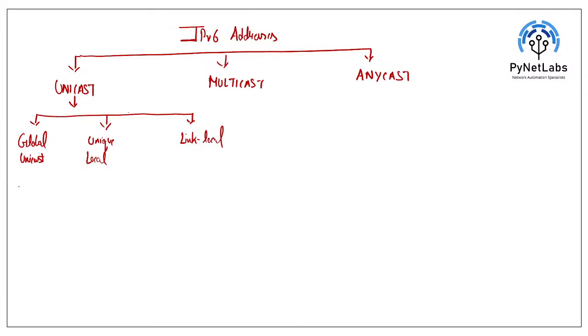This global unicast is more like a public IP, and this unique local is more like the private IP, whereas this link local is already enabled by default on the IPv6 enabled interfaces, which I'll show you practically as well. Now guys, as we are talking about the OSPF configurations, let's try to see some lab things. I'm going to share my screen and we are going to see some lab scenarios here.